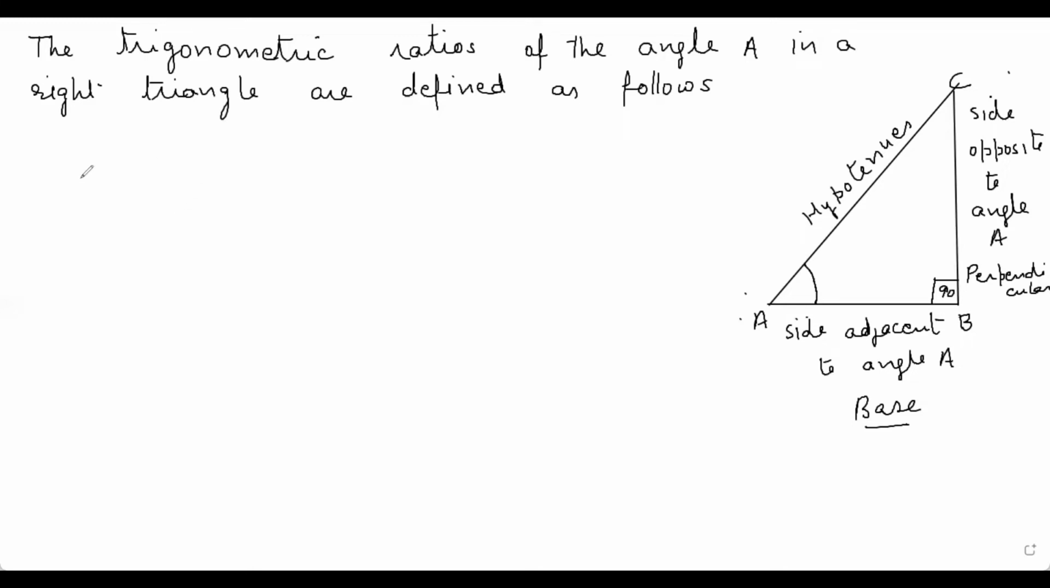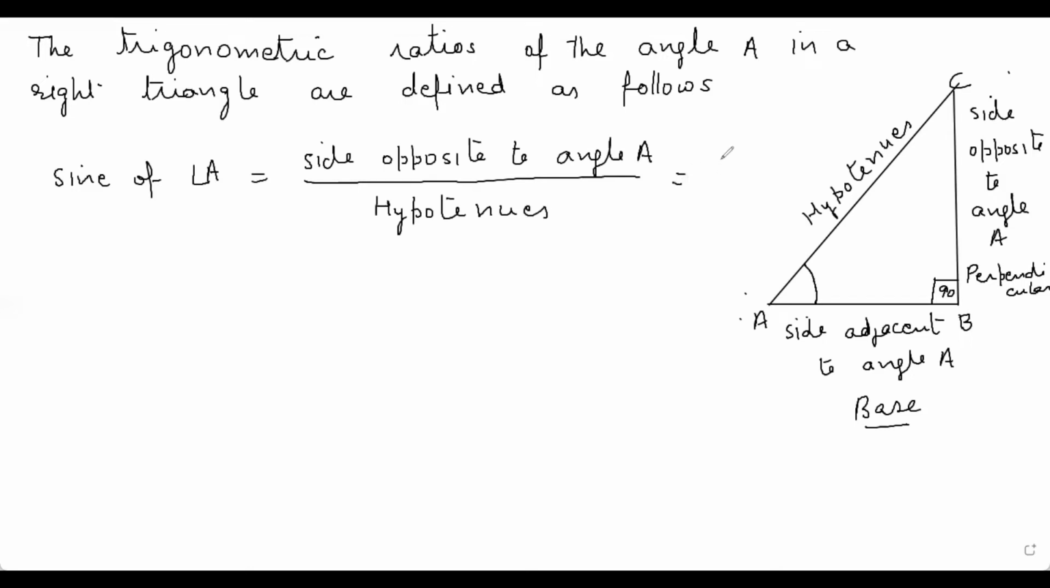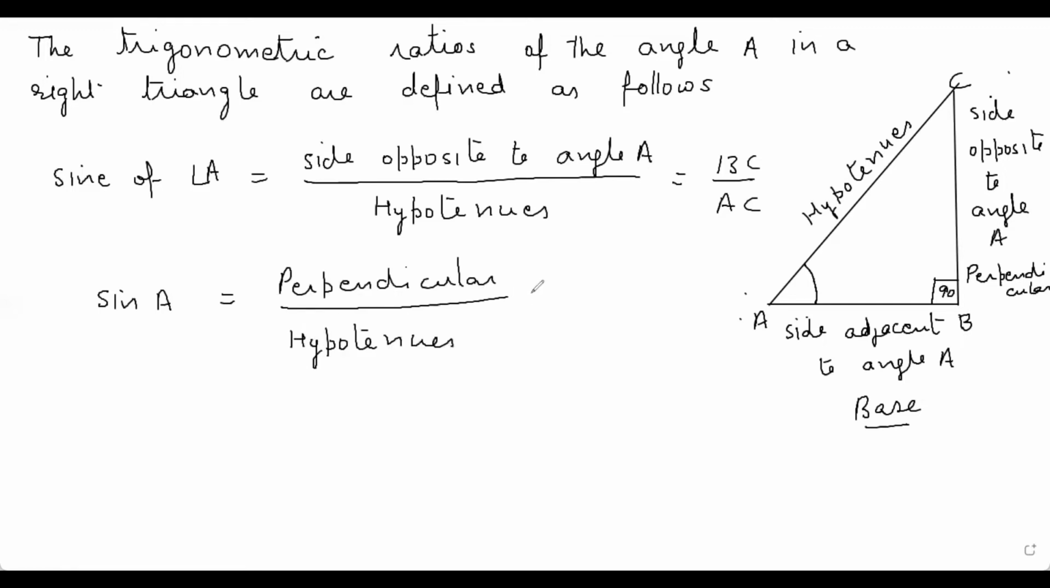Now I am going to explain sine of angle A. Sine of angle A is side opposite to angle A upon hypotenuse, that is equal to BC by AC. Sine, S-I-N-E, sine of angle A is equal to side opposite to angle A upon hypotenuse, equal to BC by AC. In abbreviation, we write it as sin A. Side opposite to angle A is perpendicular upon hypotenuse, that is BC by AC.